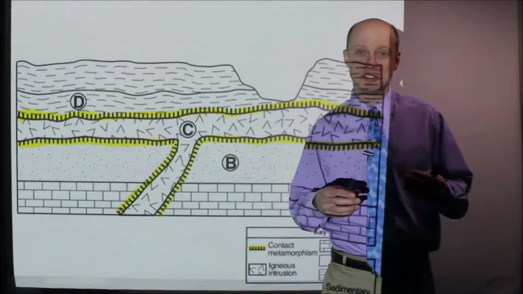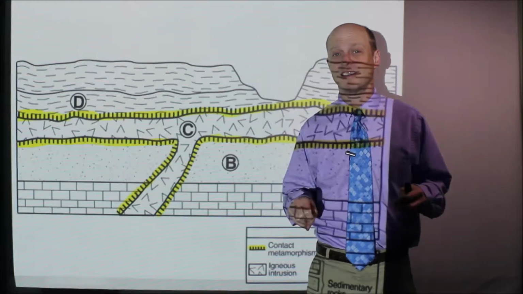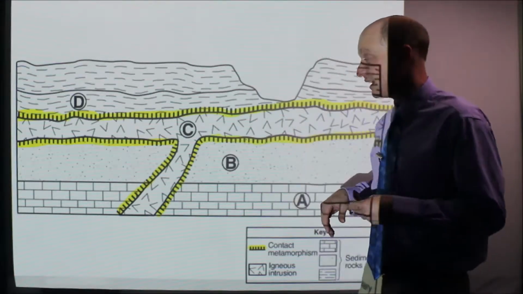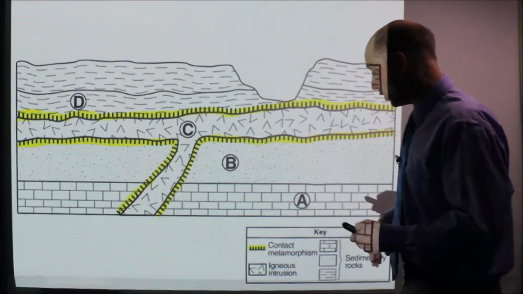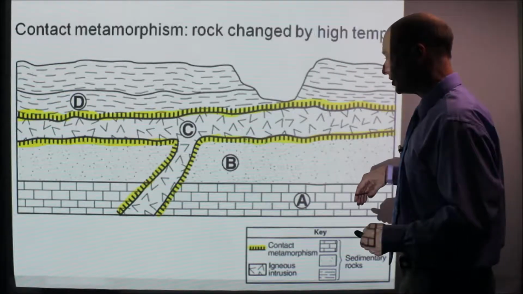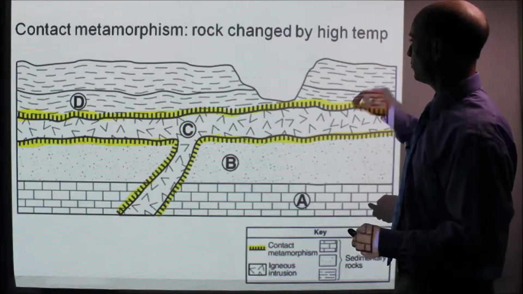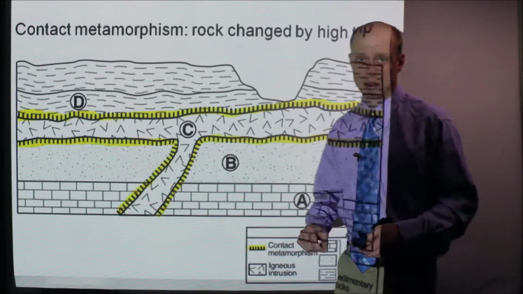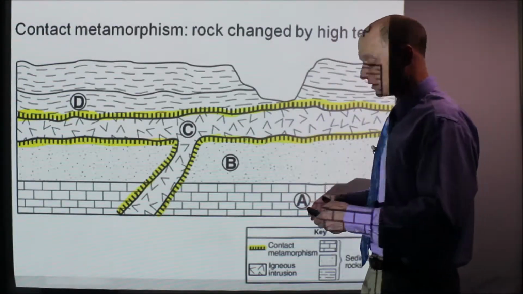A lot of times in geology, we say the word, it cooks the rock. Okay, that's kind of a phrase that often gets said. So it kind of cooks the rock. So what happens here is contact metamorphism: rock changed by high temperature. Okay, now that's going to give us some clues as to what happened here.